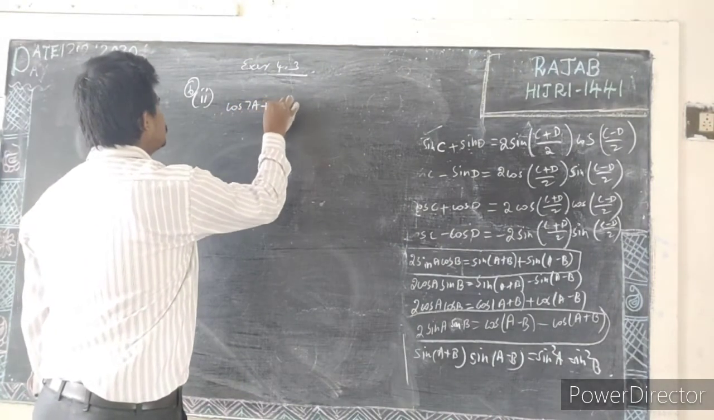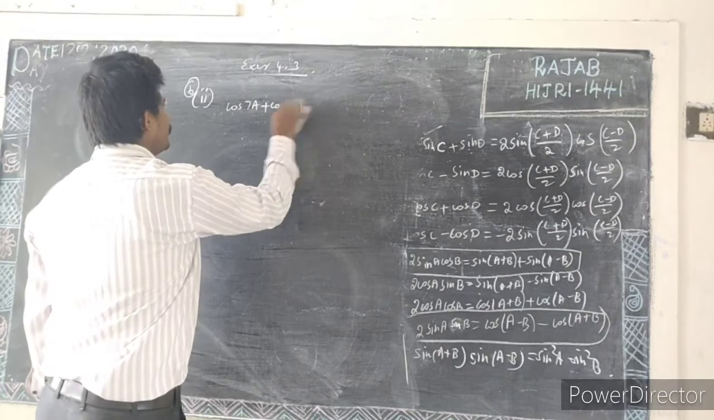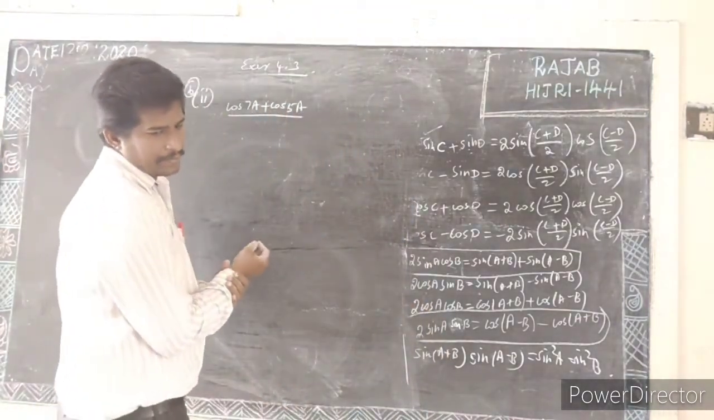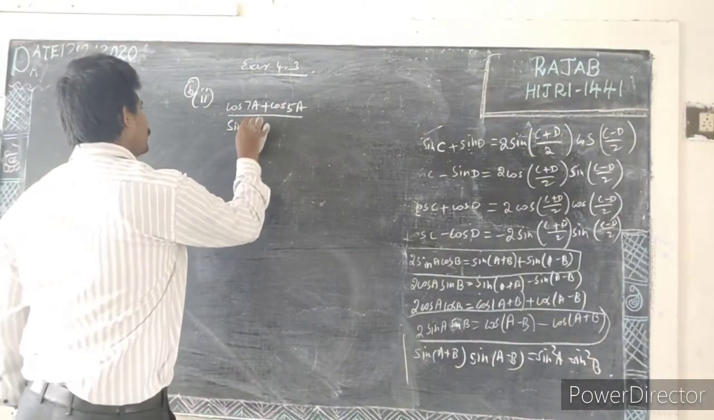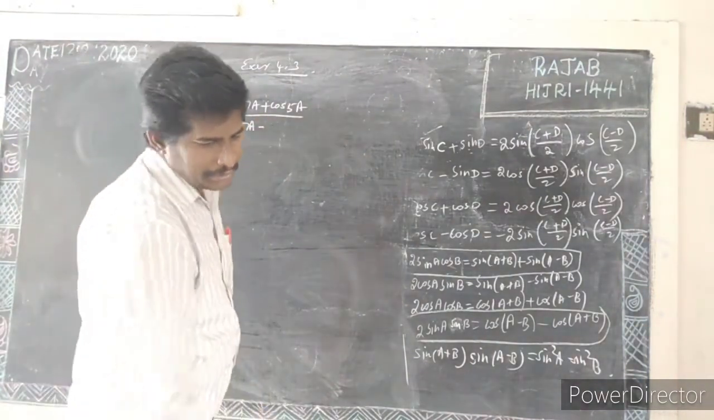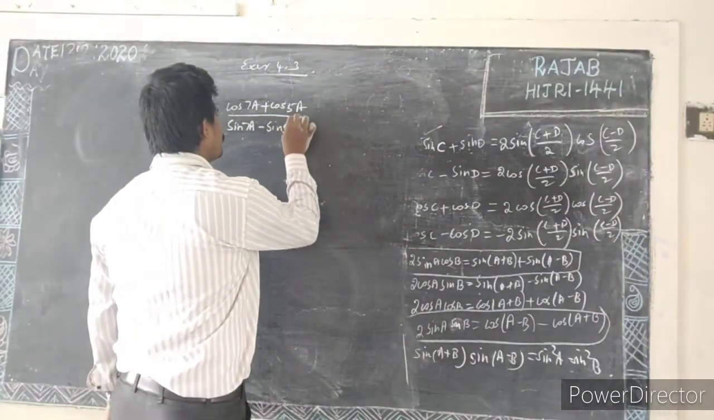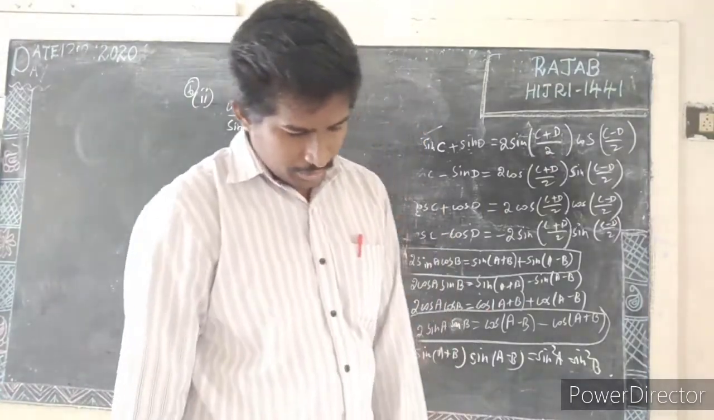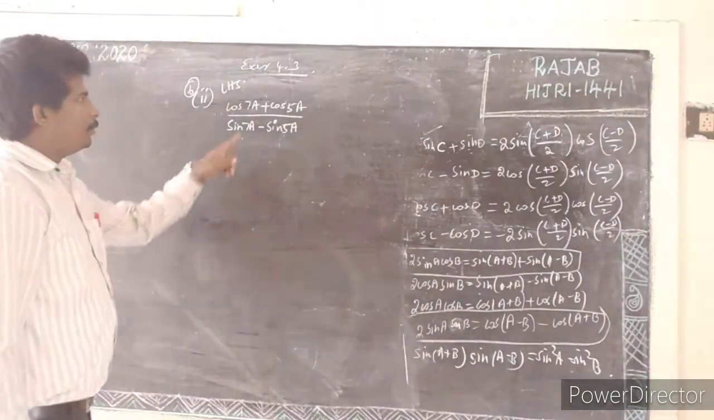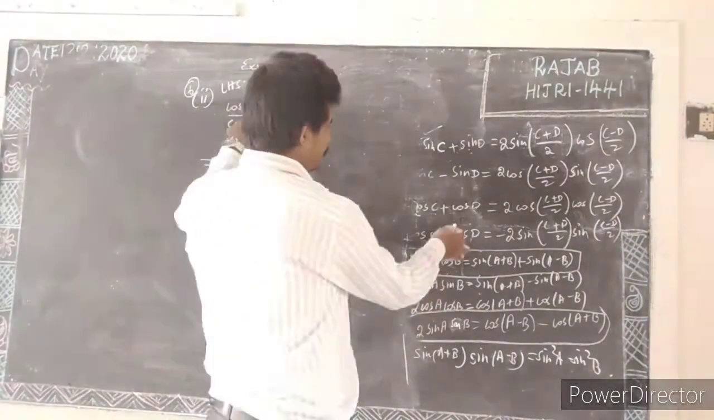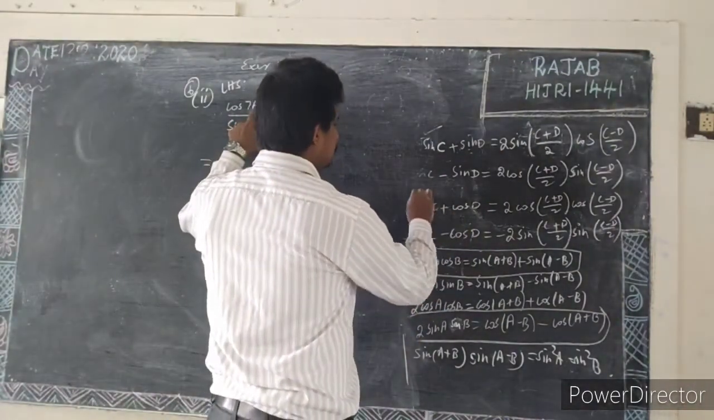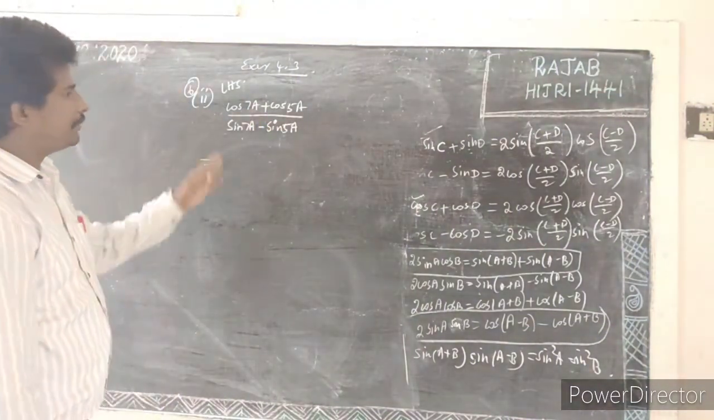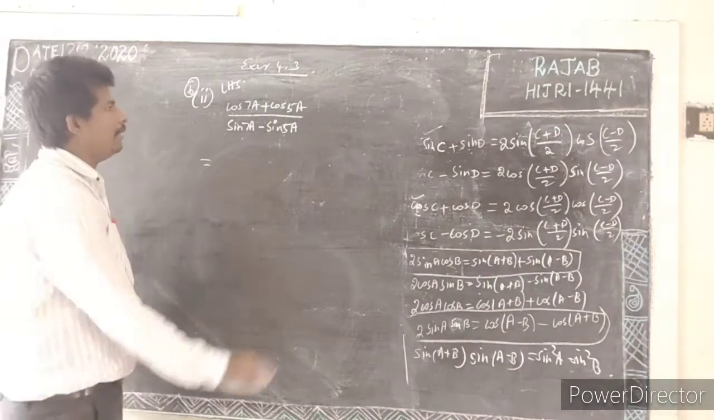Cos 7a plus cos 5a divided by sin 7a minus sin 5a. Look at the numerator. Numerator is in the form of cos c plus cos d. Cos c plus cos d equal to 2 cos c plus d by 2 cos c minus d by 2. Instead of c and d, here we are having 7a and 5a.